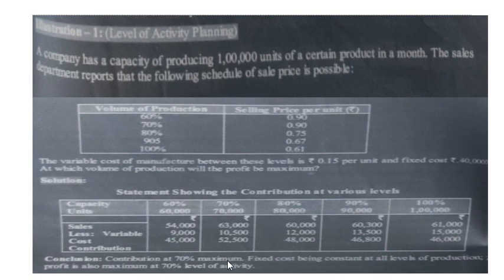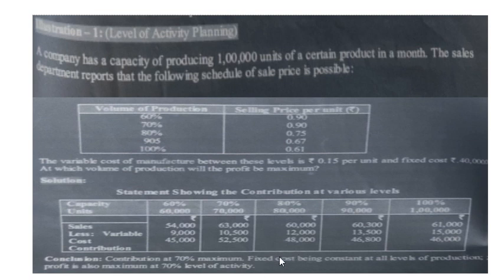Next, 70% of it. So sales is 63,000. The variable cost is 70,000 units into 0.15, which will give us 10,500. So sales 63,000 minus 10,500 will give us 52,500.